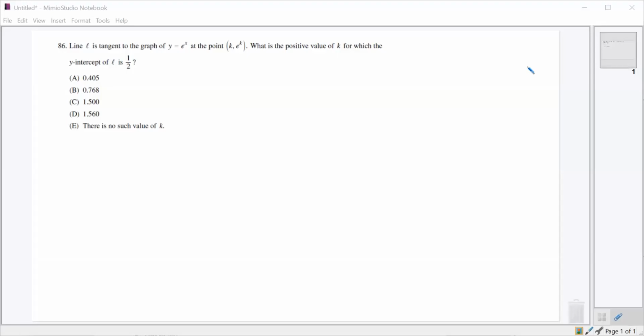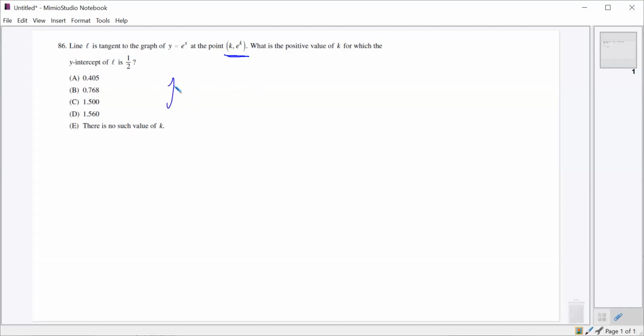From the 2014 test. We're looking for a positive value of k for which the y-intercept of L is 1/2. And we are given that L is tangent to y equals e to the x at the point k, comma e to the k. So first, let's see if we can write the equation of line L so that we can figure out this y-intercept. In order to write the equation of line L, we need both the point, now we know the point, and we need a slope.